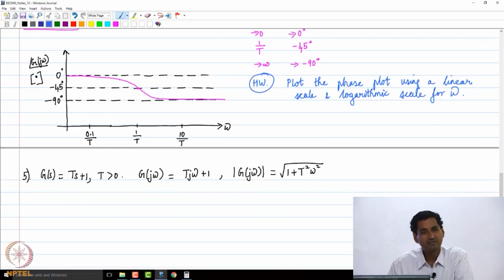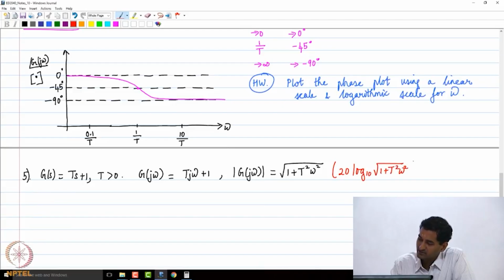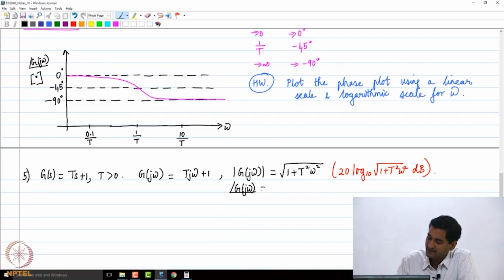Okay, great, please do. You assume some values for capital T. So, let us come back to the reciprocal. If G of s is Ts plus 1, G of j omega is T j omega plus 1, and the magnitude is going to be square root of 1 plus T squared omega squared. So, in terms of decibels, it is just going to be 20 log square root of 1 plus T squared omega squared. What about the phase of G of j omega? It is going to be just tan inverse of T omega.